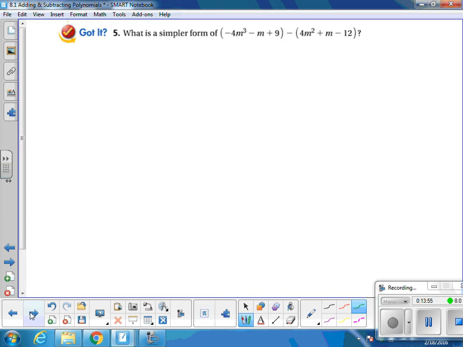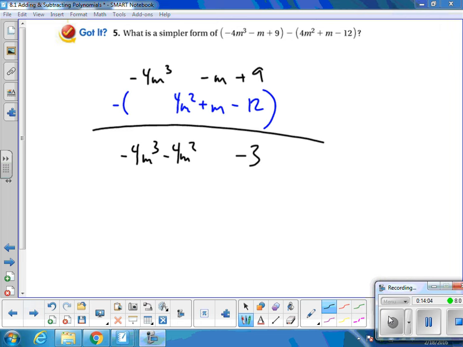All right, I want you to try it. Press pause. I want you to subtract this in either method. Maybe consider trying both if you want. Give it a try. All right, when I subtracted these out, I can see that I have negative 4m to the third, subtracting nothing, so that stays. I have no term for this one, so when I subtract 4m squared, I end up with a negative 4m squared. I have a negative m, and I'm subtracting m from that, and I end up with no more m's left. That term is gone.